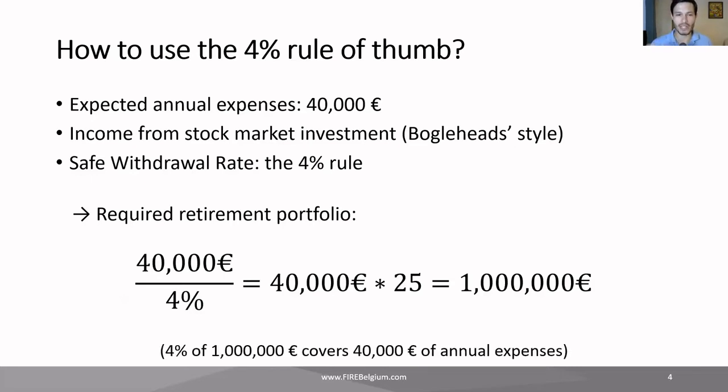And then if you reverse the calculation, the reason why this is called a 4% rule is because they need 4% of a portfolio of 1 million euros to be able to withdraw 40,000 every year and cover the annual expenses, right? So that's the 4%. That's where the 4% rule comes from.